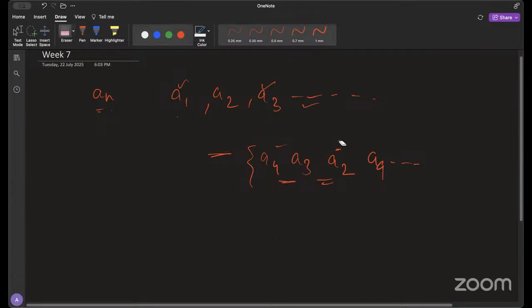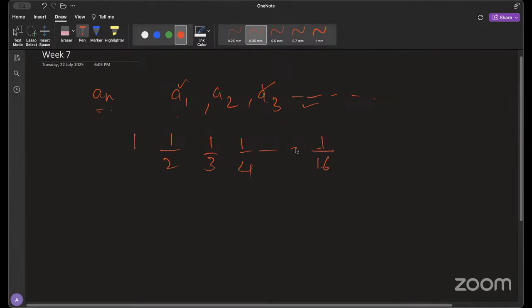I have a doubt. For example, if we take the function 1 by n square, is it a subsequence of 1 by n? Yes, it is, because 1 by n is 1, then 1 by 2, 1 by 3, and so on. If you look at this, you'll have 1 by 4 after this, and after some time 1 by 16 as well. 1 by 9 is somewhere here, then you have 1 by 25 as well. So you're just picking these.